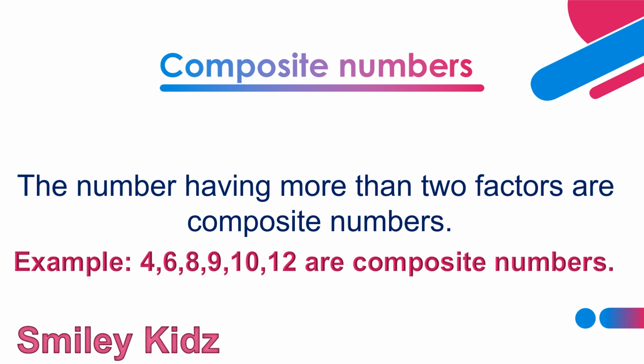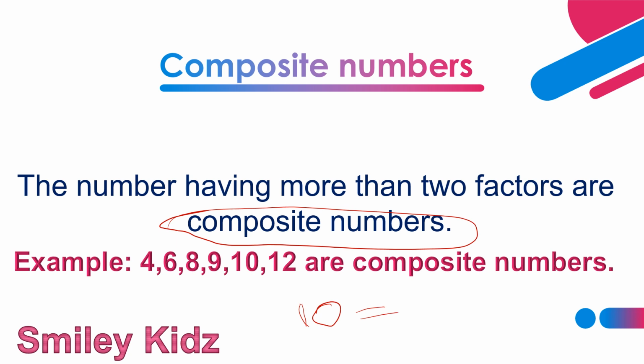Composite numbers. The number having more than two factors are called composite numbers. Example 4, 6, 8, 9, 10, 12 and so on are composite numbers. So let us take 10. 2 exactly divides 10.